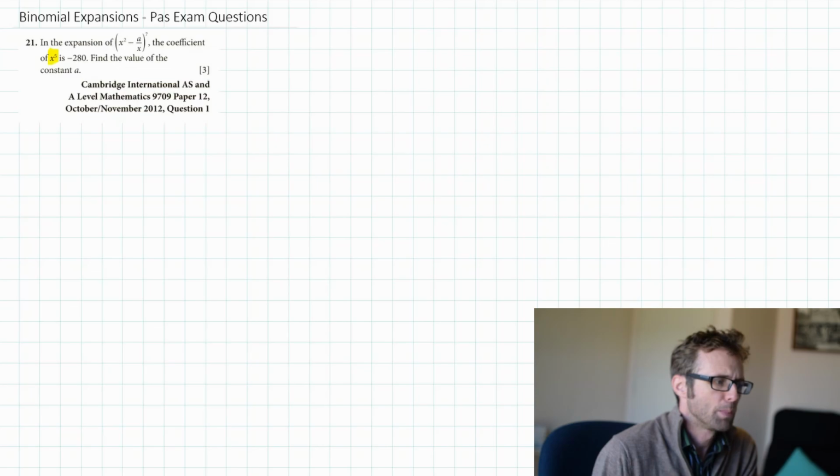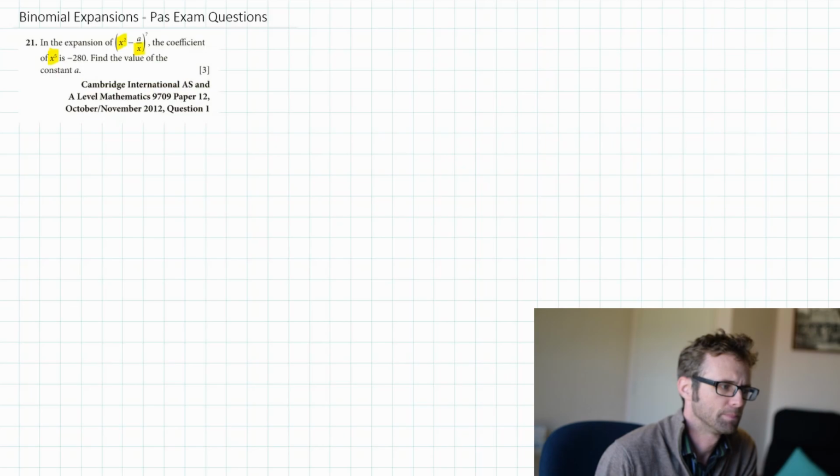Now you will note that we have a little bit more complexity in this question than some of the previous ones we've done. We've got an x squared here, and our second term contains an x, but it's an x to the minus 1. So I'm just going to do a little mock-up of the powers of x that we're going to expect. Our first term is going to be 7 choose 0, with x squared to the power of 7, and minus a over x all to the power of 0. You know that this one is going to be an x to the power of 14 term, don't you?